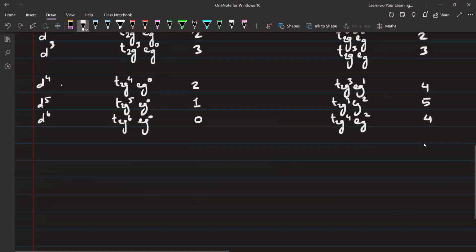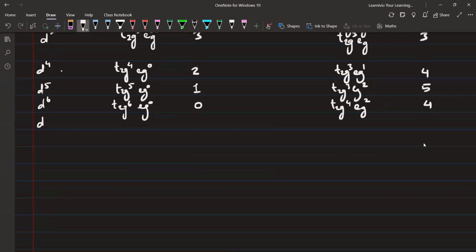So right now, this will become d6 and d7. Maybe t2g is going to be still 6. eg will be one electron, that is 1. And the total number of unpaired electrons is now again 1. Now this is going to be t2g 5, eg is 2. Number of unpaired electrons has become 3.